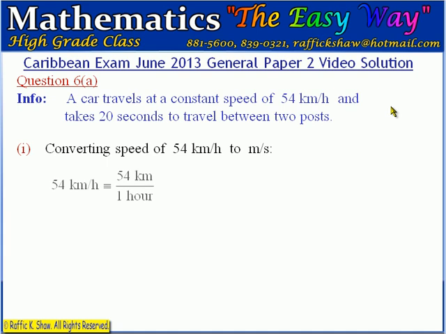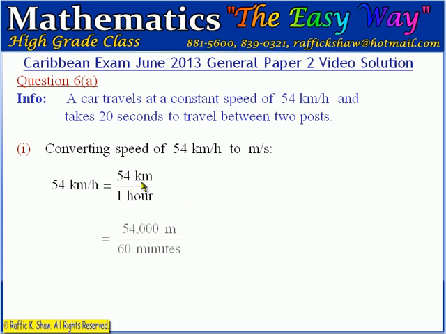This can be done by a simple process of looking at the kilometers and also looking at the per hour. We have to recognize that 54 kilometers per hour is the same as 54 kilometers divided by 1 hour. That is, a speed of 54 kilometers per hour means that you would cover 54 kilometers in 1 hour. So the aim here is to convert the kilometers to meters and to convert the hour to seconds.